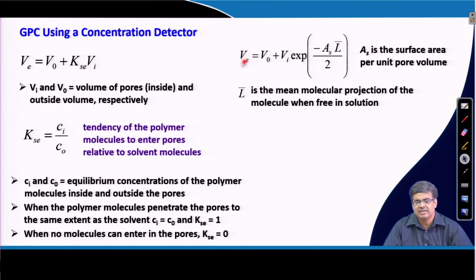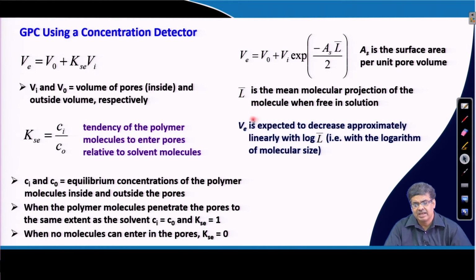We can express V in this by expressing Kac in this term, where As is the surface area per unit pore volume and L bar is the mean molecular projection of the molecule when free in the solution. For a spherical molecule, this is the diameter. Hence, we can expect V to decrease approximately linearly with log L, which is related to the molecular weight of the polymer chains.